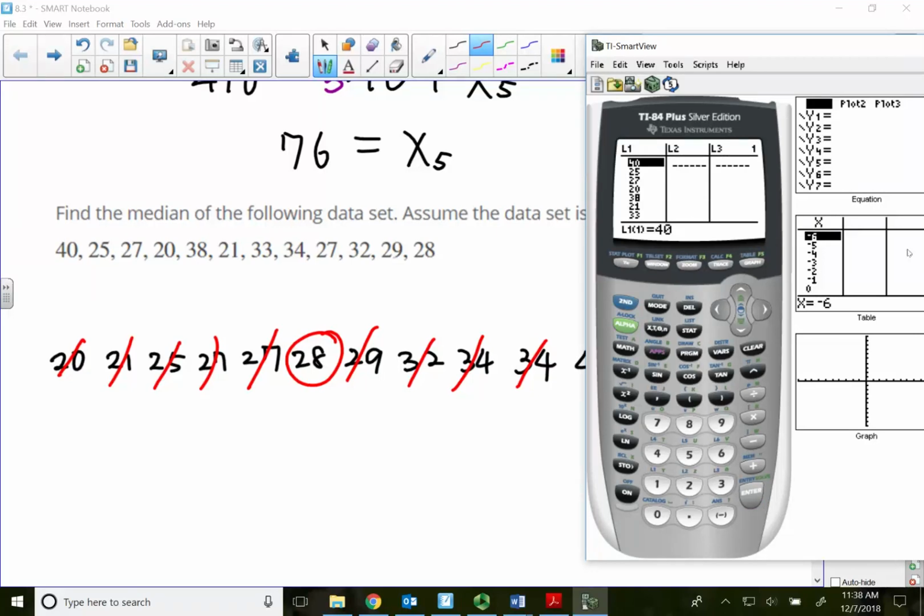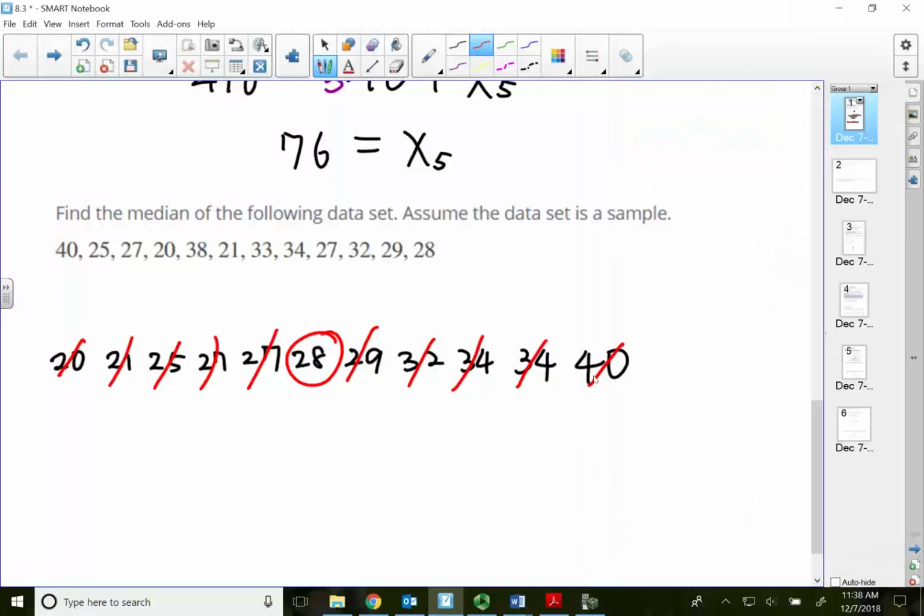Like I said, 40, 25, 27, 20, 38, 21, 33, 34, 27, 32, 29, 28. Hold on a minute. I got 12 numbers. 1, 2, 3, 4, 5, 6, 7, 8, 9, 10, 11. Oh, I got 12 numbers. So my fault. Apparently, I wrote down one number wrong here.